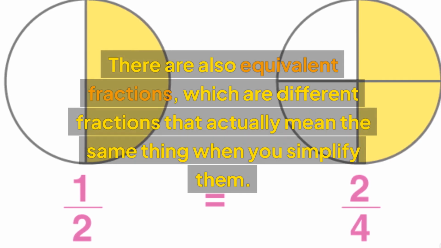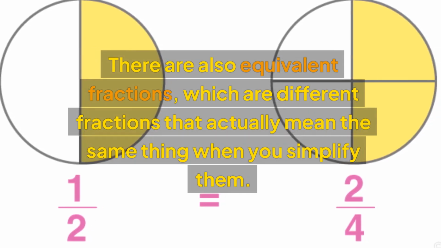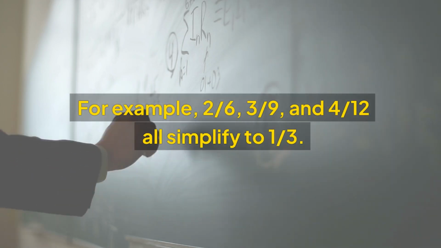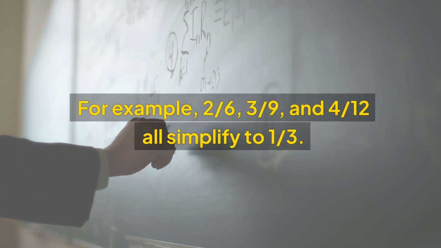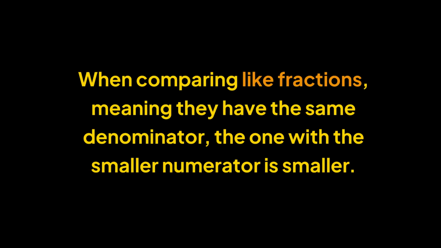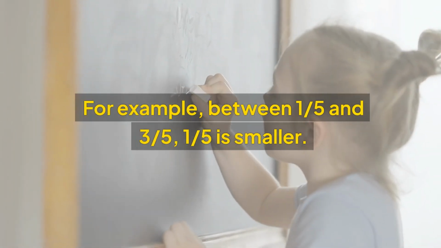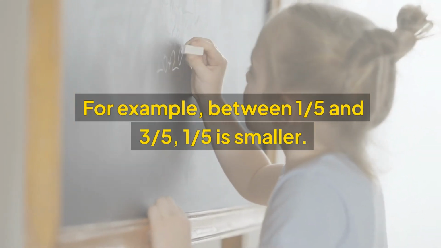There are also equivalent fractions, which are different fractions that actually mean the same thing when you simplify them. For example, 2/6, 3/9, and 4/12 all simplify to 1/3. When comparing like fractions, meaning they have the same denominator, the one with the smaller numerator is smaller. For example, between 1/5 and 3/5, 1/5 is smaller.